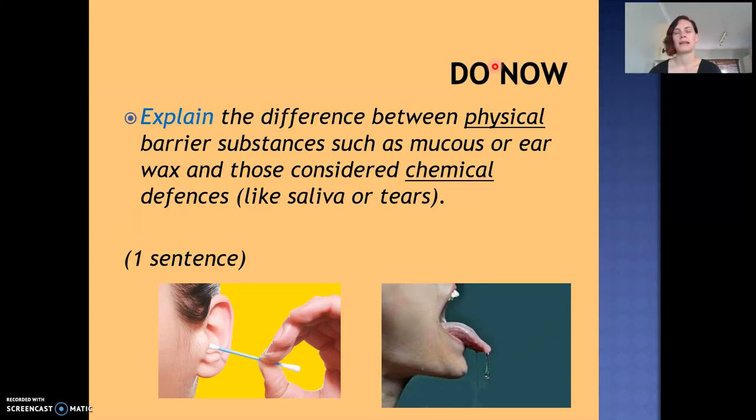So I want you to try to explain the difference between those things that are considered physical barriers like mucus or earwax or something, and compare them to chemical defenses. What's the difference there?